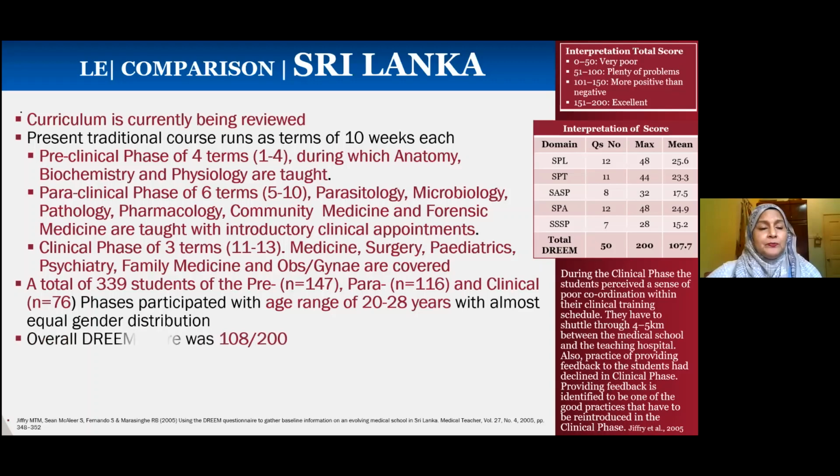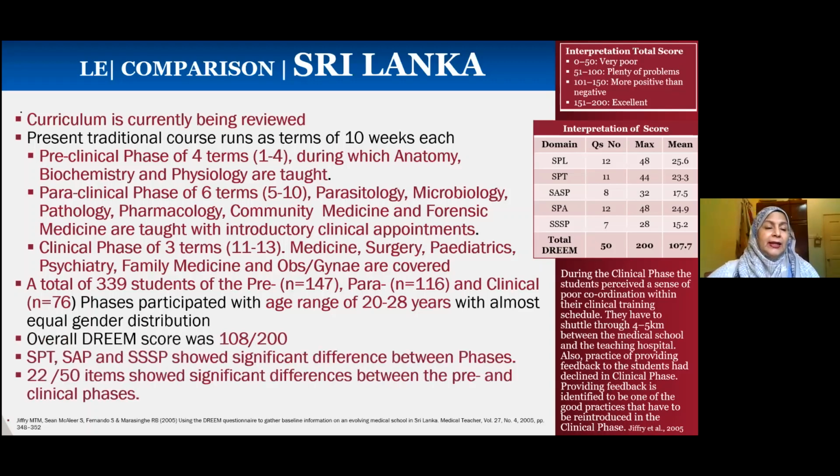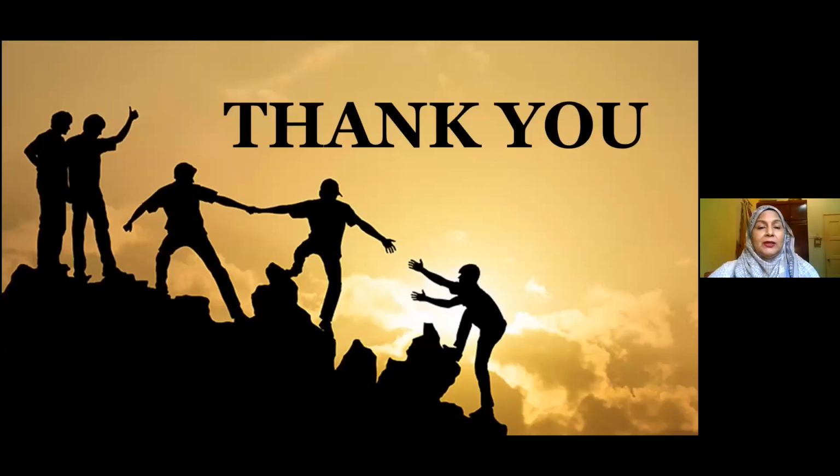I don't know. The overall DREEM score was 108 out of 200, and the SPT, SAP, and SSSP showed significant differences between phases, and 20 of the 50 items showed significant differences between pre and paraclinical students. I think with that we come to the end of it. Thank you very much.